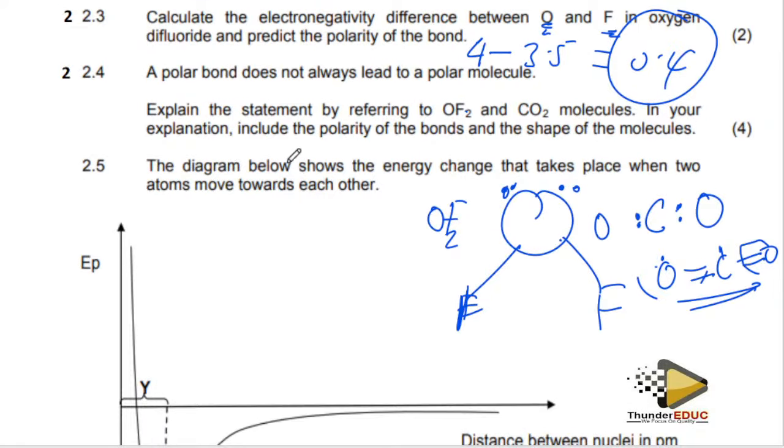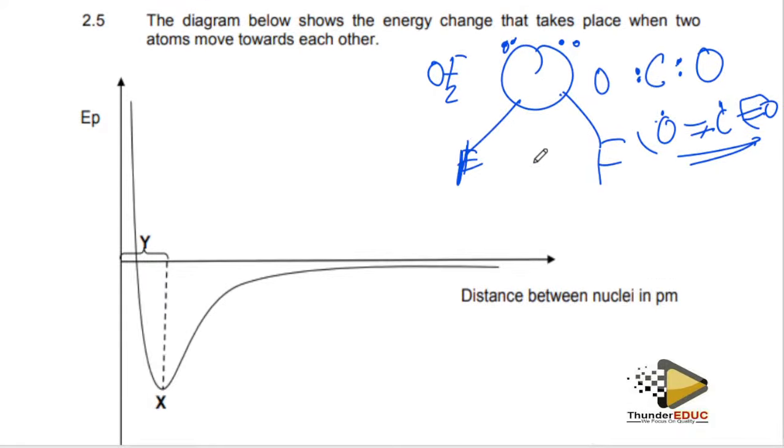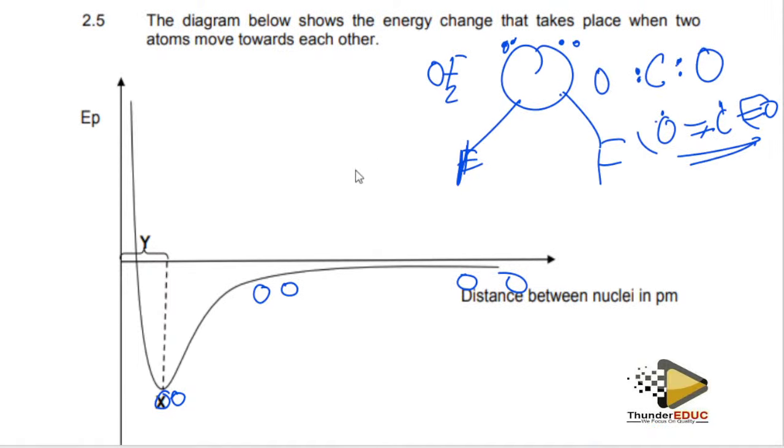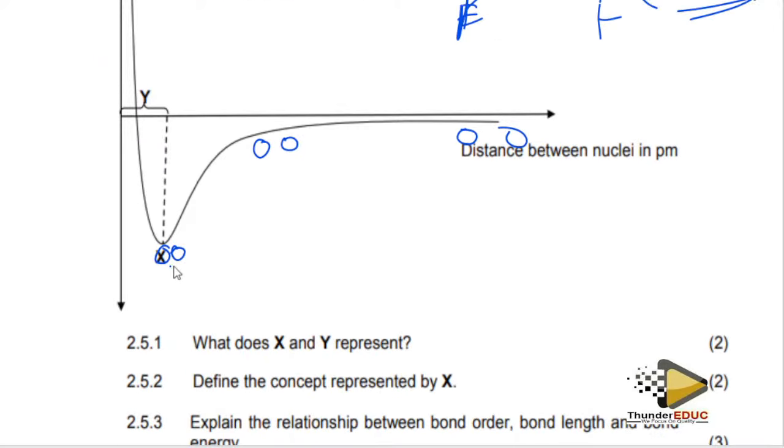Then they're saying the diagram below represents the energy change that takes place when two atoms move towards each other. So as they are far apart, they come closer, they reach the maximum distance, and then when it goes up, the distance is too close, such that the repulsion force is greater than the attraction force. Here the attraction force is greater than the repulsion force. Here the force of attraction and repulsion is almost zero. Here the attraction is increasing, outweighing the repulsion.